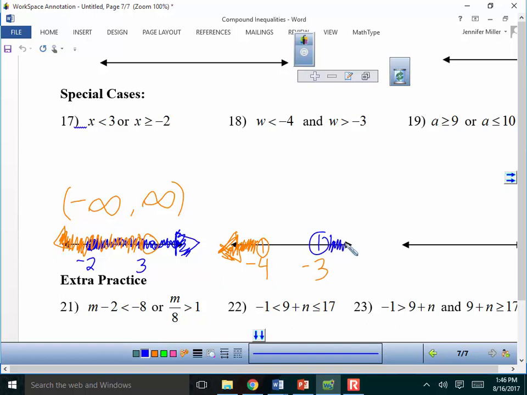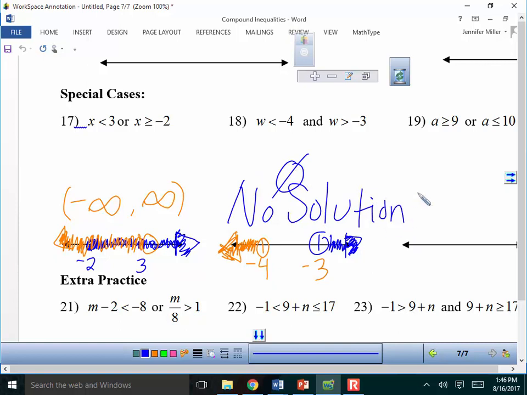Okay, so the problem with this one is it says we want to know when x is less than negative 4 and greater than negative 3. When does that happen? When is x less than negative 4 and greater than negative 3? Never. Okay, it's the empty set, or you can say no solution. Any questions?